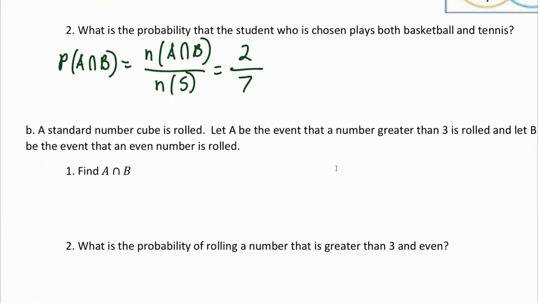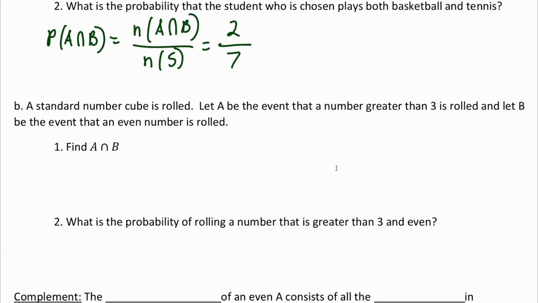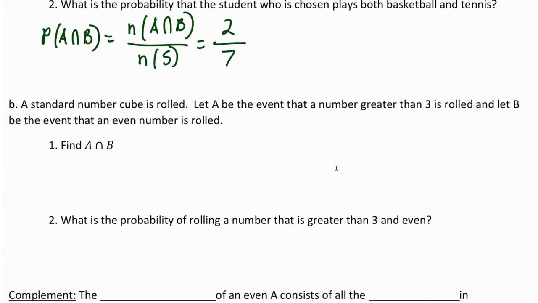Okay. A standard cube is rolled. Let A be the event that a number greater than 3 is rolled, and let B be the event that an even number is rolled. So again, we're trying to find the intersection. I'm actually not going to draw a Venn diagram for that. Let's think about this. We're rolling a standard number cube, so again, this is 1 through 6. We want to find the event that the number is greater than 3 and also that it is even. So starting off, we know that we want it to be greater than 3, so I can ignore 1, 2, and 3.